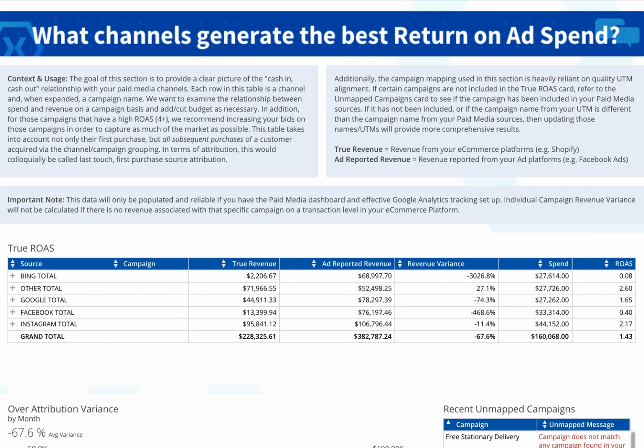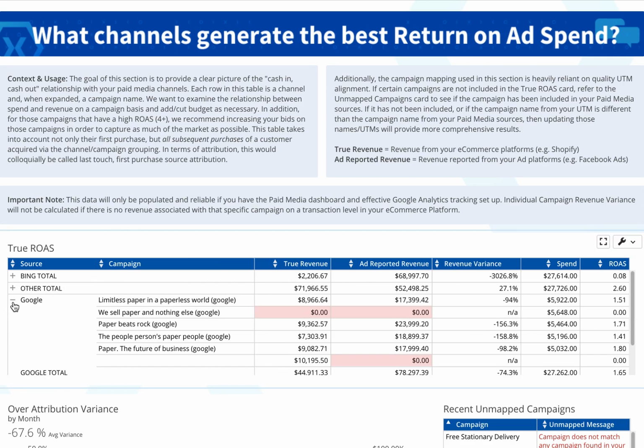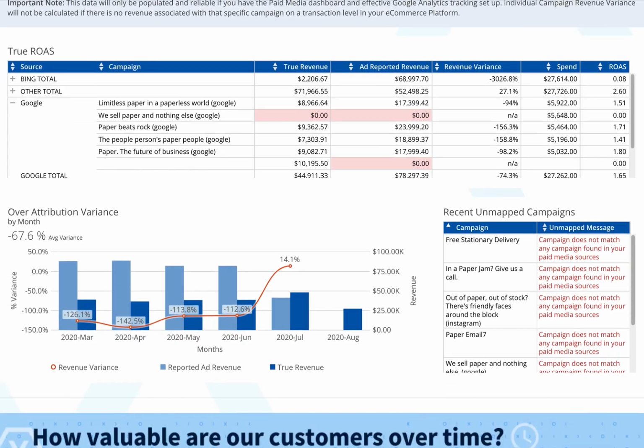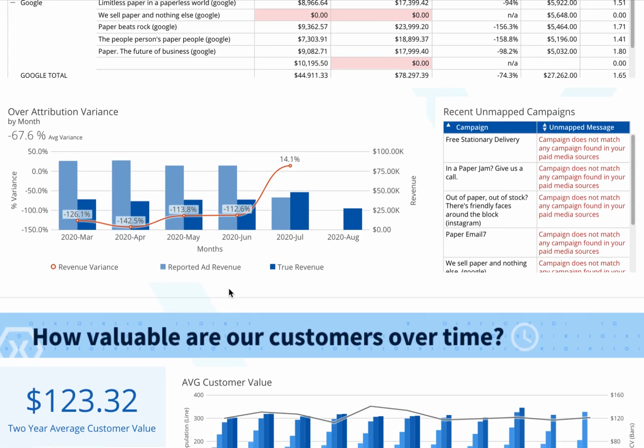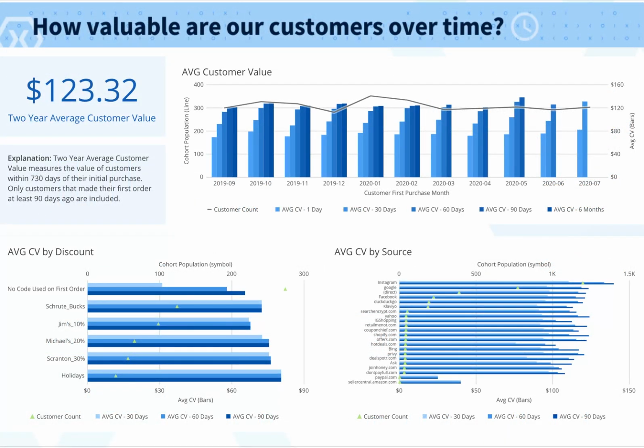We break this data out by platform, and you can even drill into the individual campaigns on each platform so that you can see which campaigns are over-attributing so that your team can actually go and fix the tracking. We also include a chart that shows variance over time. This way you can see if your tracking is getting better or worse over time and if you're fixing the over-attribution problems. Then we move into customer lifetime value.